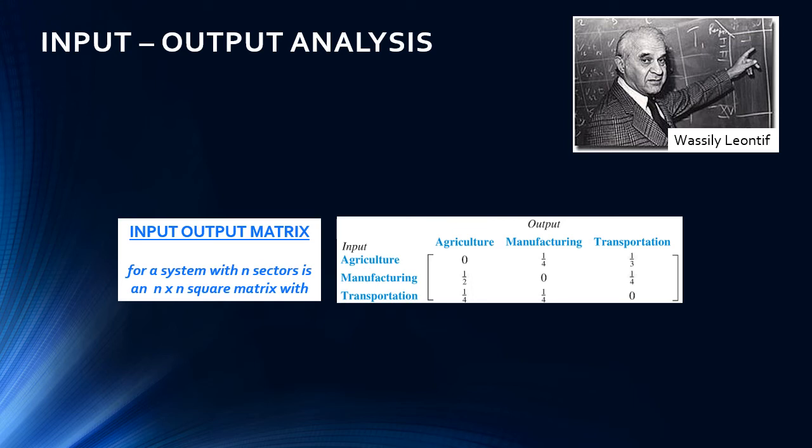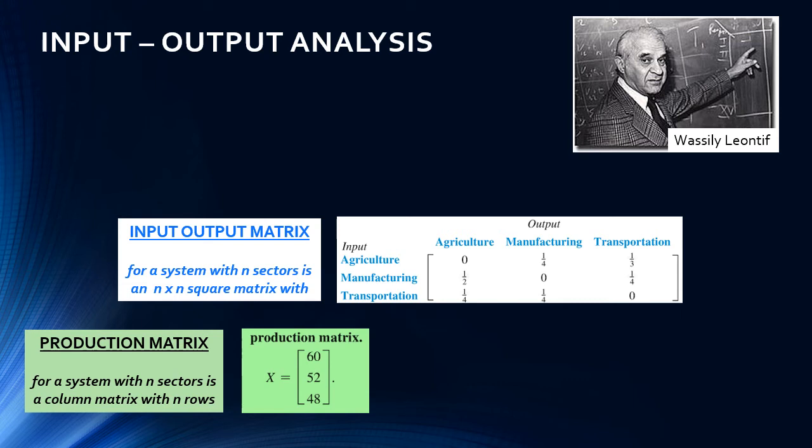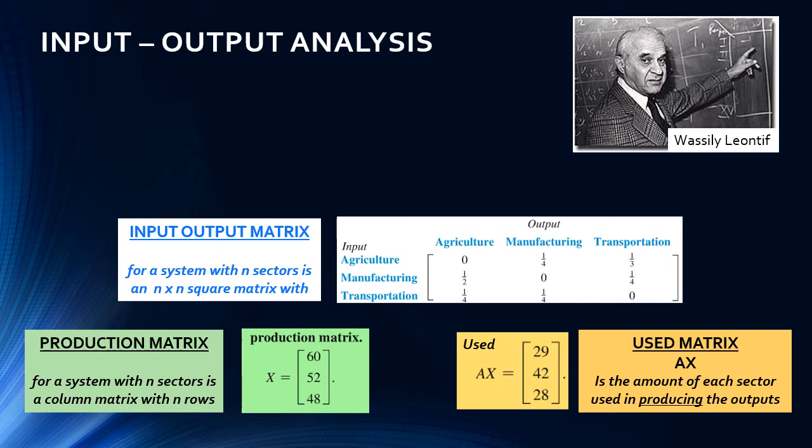All right. So let's do a quick review. We started with the input-output matrix. For a system with n sectors, this is an n by n square matrix. Remember that the output is across the top and the input is across the side. Input is the rows, output is the columns. We then created a production matrix, looking at how much output is coming forth from each sector. This is a column matrix with the same number of n rows as there are sectors.